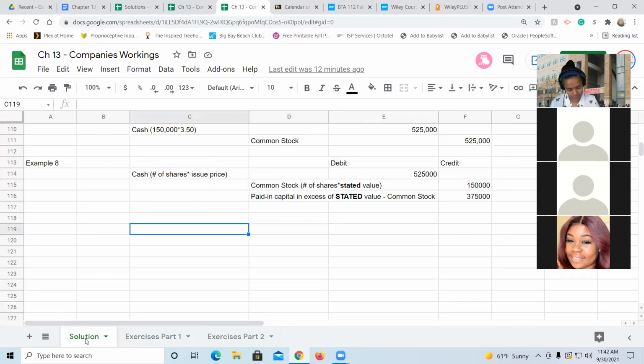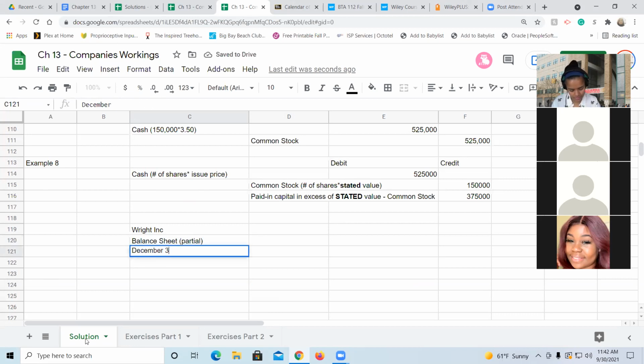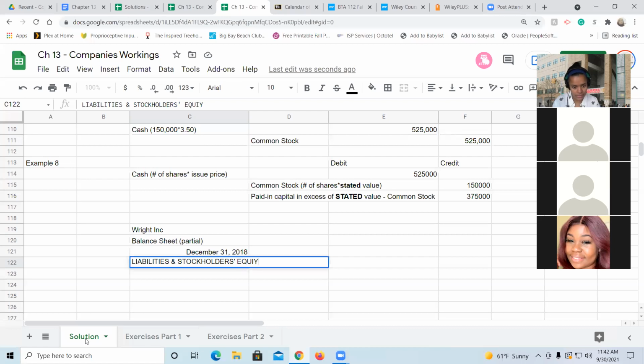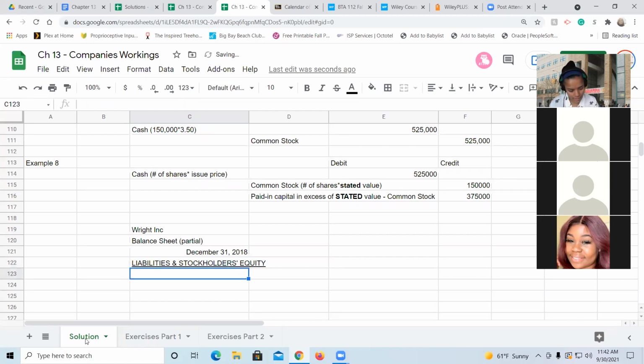So we've got Right Inc., the name of the company, so I'll put the name of the company. You put balance sheets, partial. Then let's just put a date, December 31, 2018. And again, you can probably guess already what's coming next: liabilities and stockholders' equity. Now we've got stockholders' equity.